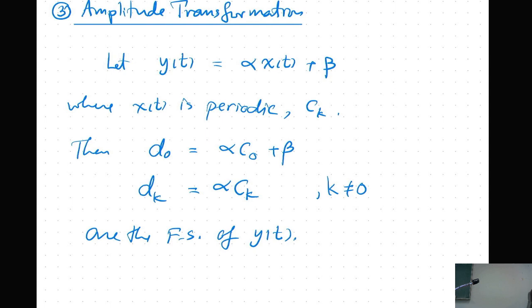As for the rest of the frequencies, you don't have to add beta because beta itself is the DC component. So you add it to the DC, and you don't add it to other frequencies. For other frequencies, you just multiply by alpha only. So this is the amplitude transformation. All right, and so we're done with this chapter.